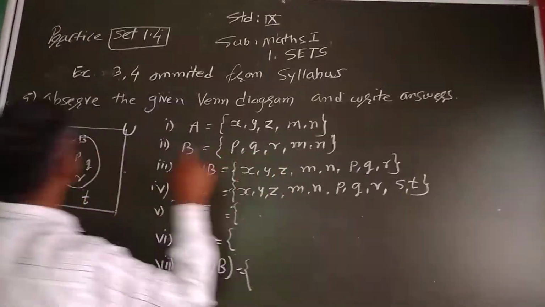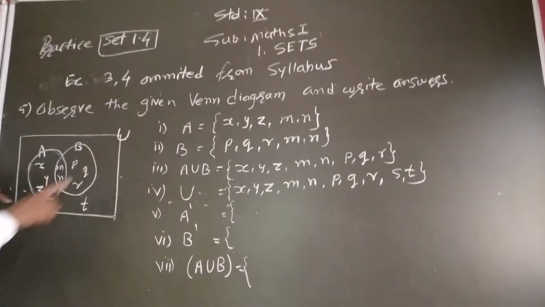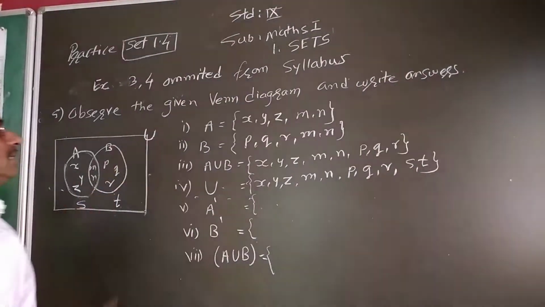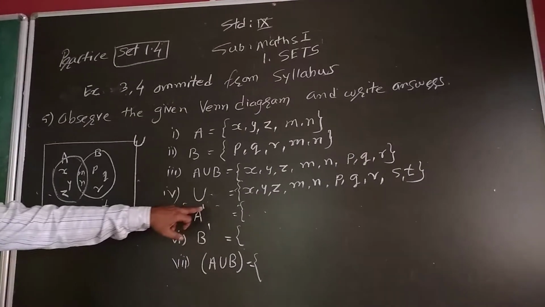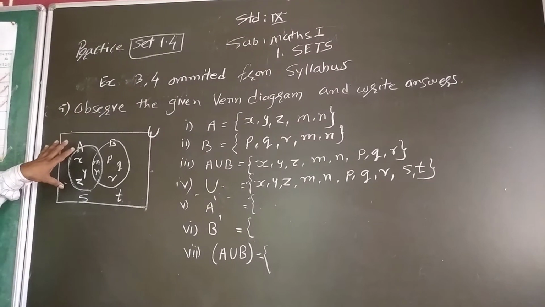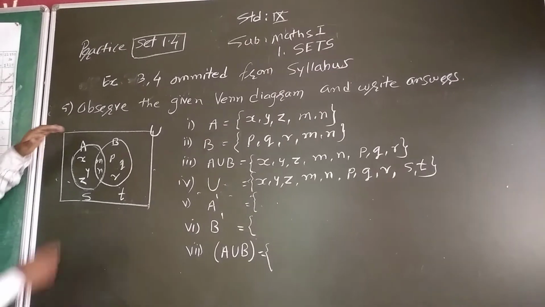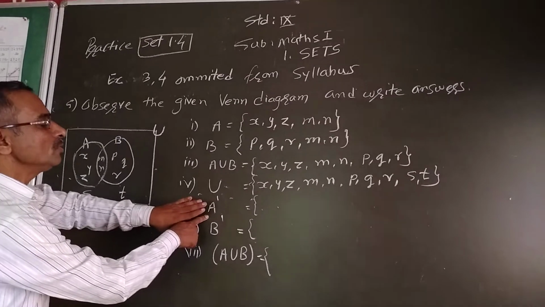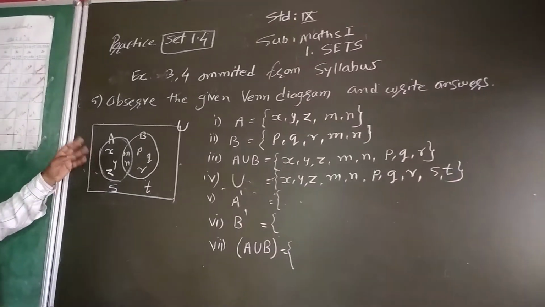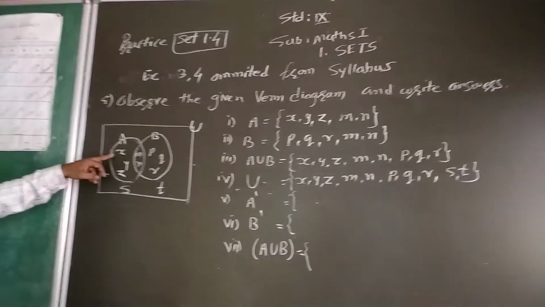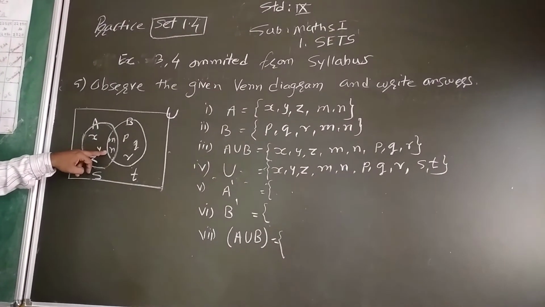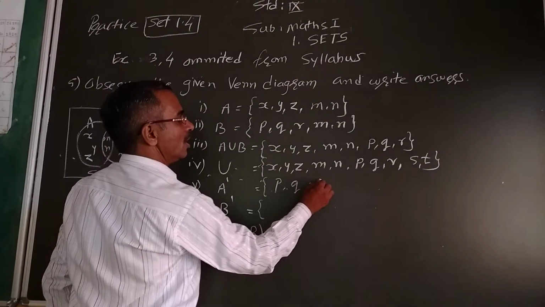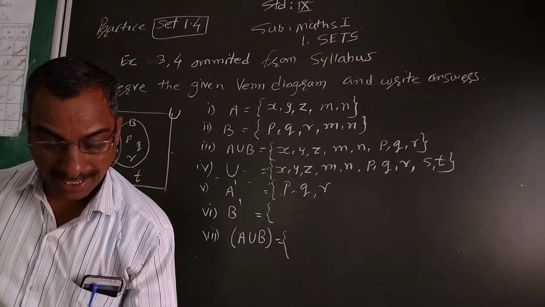Means ये पूरे रेक्टेंगल में जो भी है वो सब इसमें इंक्लूड होंगे. Capital A and B are the sets, so we are not writing them here. Okay. Then A dash means A complement. जो एलिमेंट्स A में है, उन्हें छोड़कर बाकी के एलिमेंट. मीन्स A में कौन है? X, Y, Z, M and N. और कौन से नहीं है? P, Q and R.